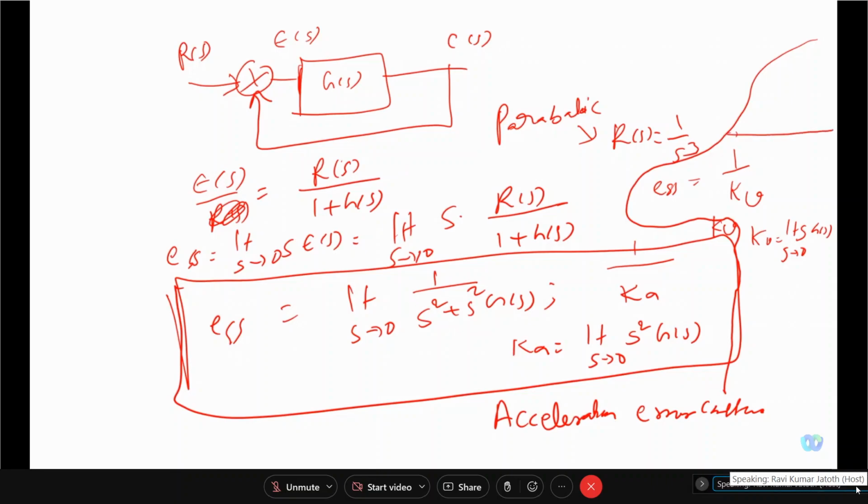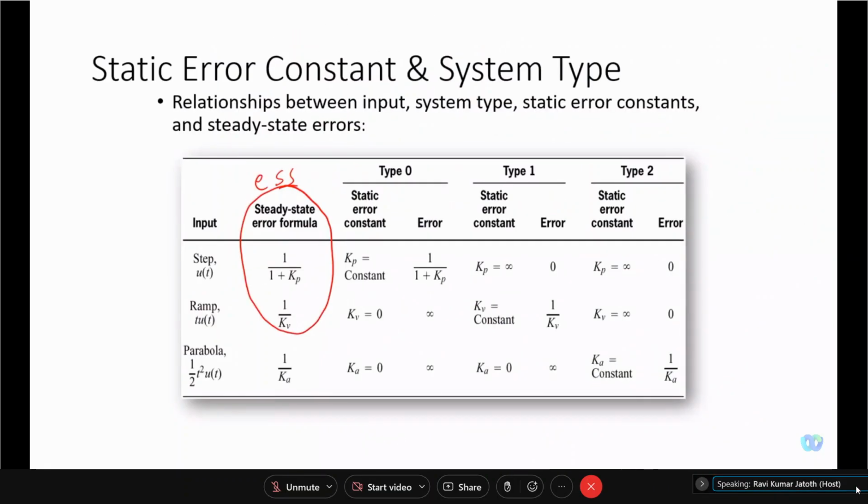Similarly, when the input is a step, we got ESS equal to 1 by 1 plus Kp, where Kp is equal to limit S tends to 0 of G of S. So this is what is written over here. Steady state error is 1 by 1 plus Kp for a step, 1 by Kv for a ramp, and for a parabolic input you get 1 by Ka, where Ka is limit S tends to 0 of S square G of S.